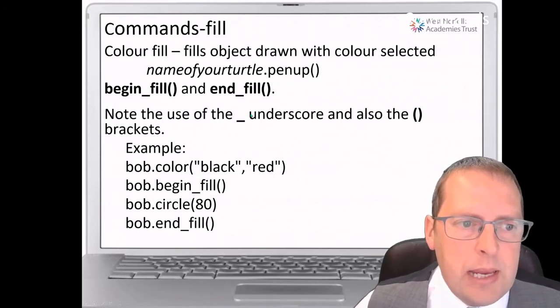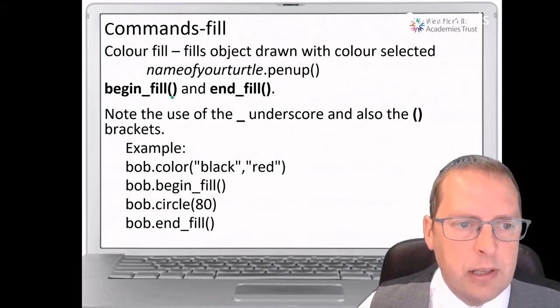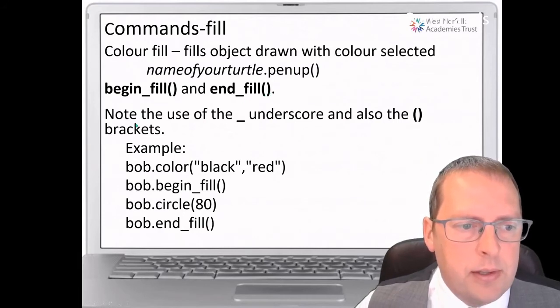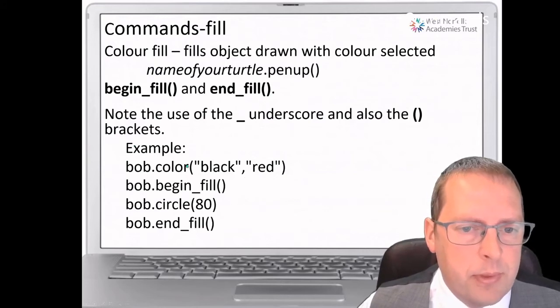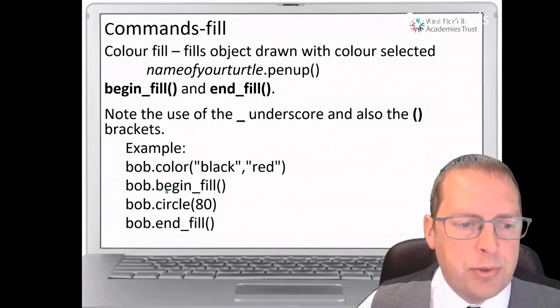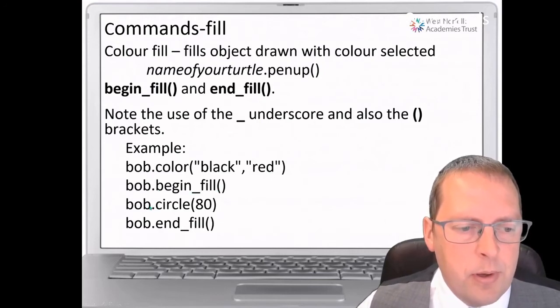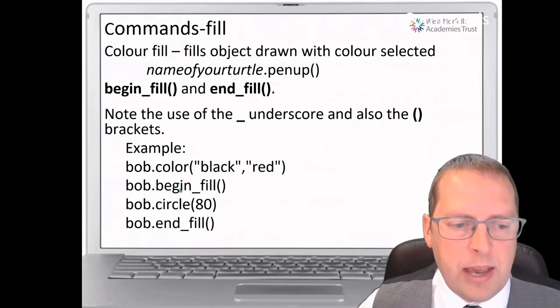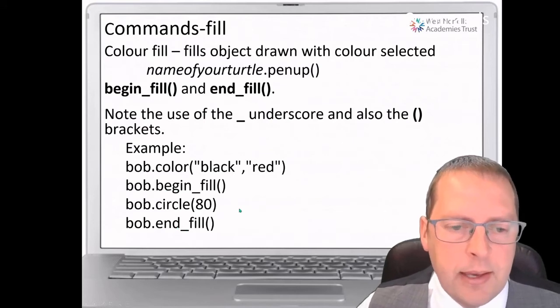When we want to fill a shape, we need to tell it when to start the beginning of a fill. So we've got begin_fill, open brackets, close brackets, and end_fill, open brackets, close brackets. So here is an example. We've got bob.color, remember the spelling of colour, brackets, black, comma, red. Bob.begin_fill, bob.circle 80, bob.end_fill. So we've opened it and we've closed it, we've started it and we've finished it. It's important that we have the begin and end to tell it when to start filling and when to stop filling.